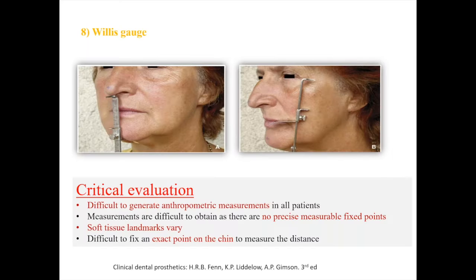Coming to Willis gauge, it is used for recording vertical height before extraction. The upper part of this gauge is placed in contact with the base of the nose, and the lower member is slid until it touches the lower border of the chin. Also, it is known as the eye, lip, nose, chin method. So critical evaluation: soft tissue landmarks are going to vary, and also it is very difficult to fix an exact point on the chin. Coming to the acrylic resin mask, it was given by Swenson.